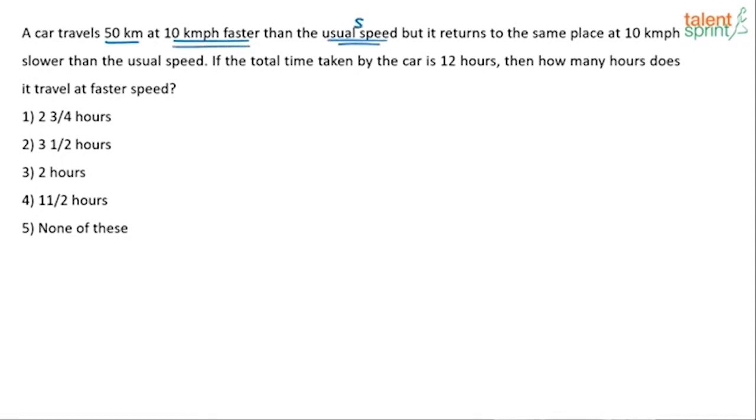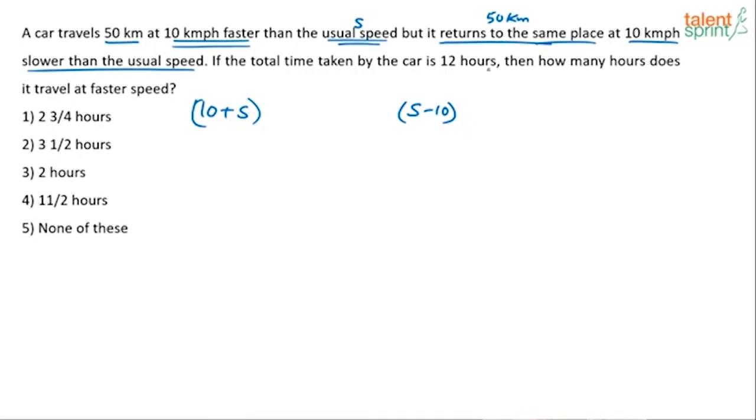So basically, a car travels 50 kilometers at 10 km per hour faster than the usual speed. Let's assume the usual speed is s. So it traveled 10 km per hour faster, which means at what speed? s plus 10, right? Now it returns to the same place, meaning it travels the same 50 km, at 10 km per hour slower than the usual speed, which means the speed in the other case is s minus 10, right? This is s plus 10, and this is s minus 10.